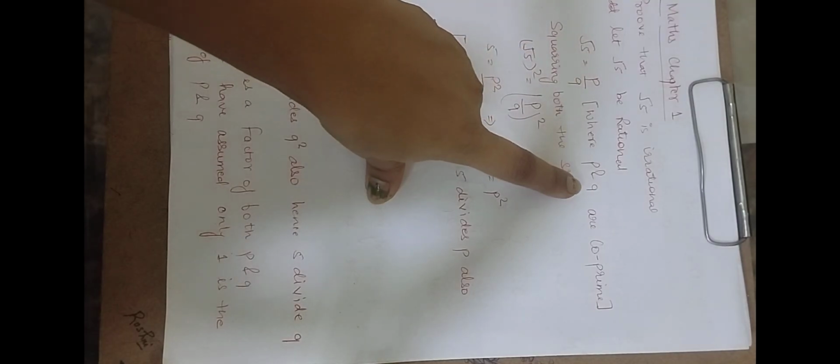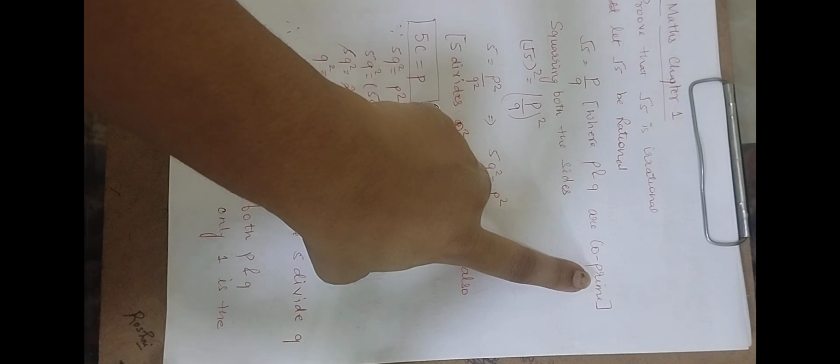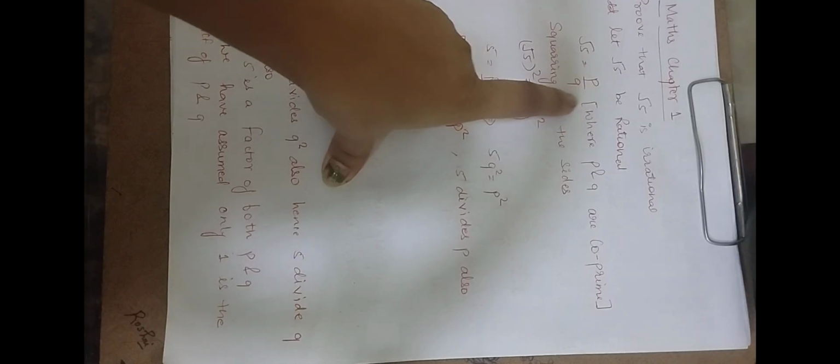Now, what is a rational number? A rational number is expressed in the form of p by q, where p and q both are co-prime. Co-prime means जिसका HCF 1 हो. Now, we know that p and q have only 1 as their HCF.